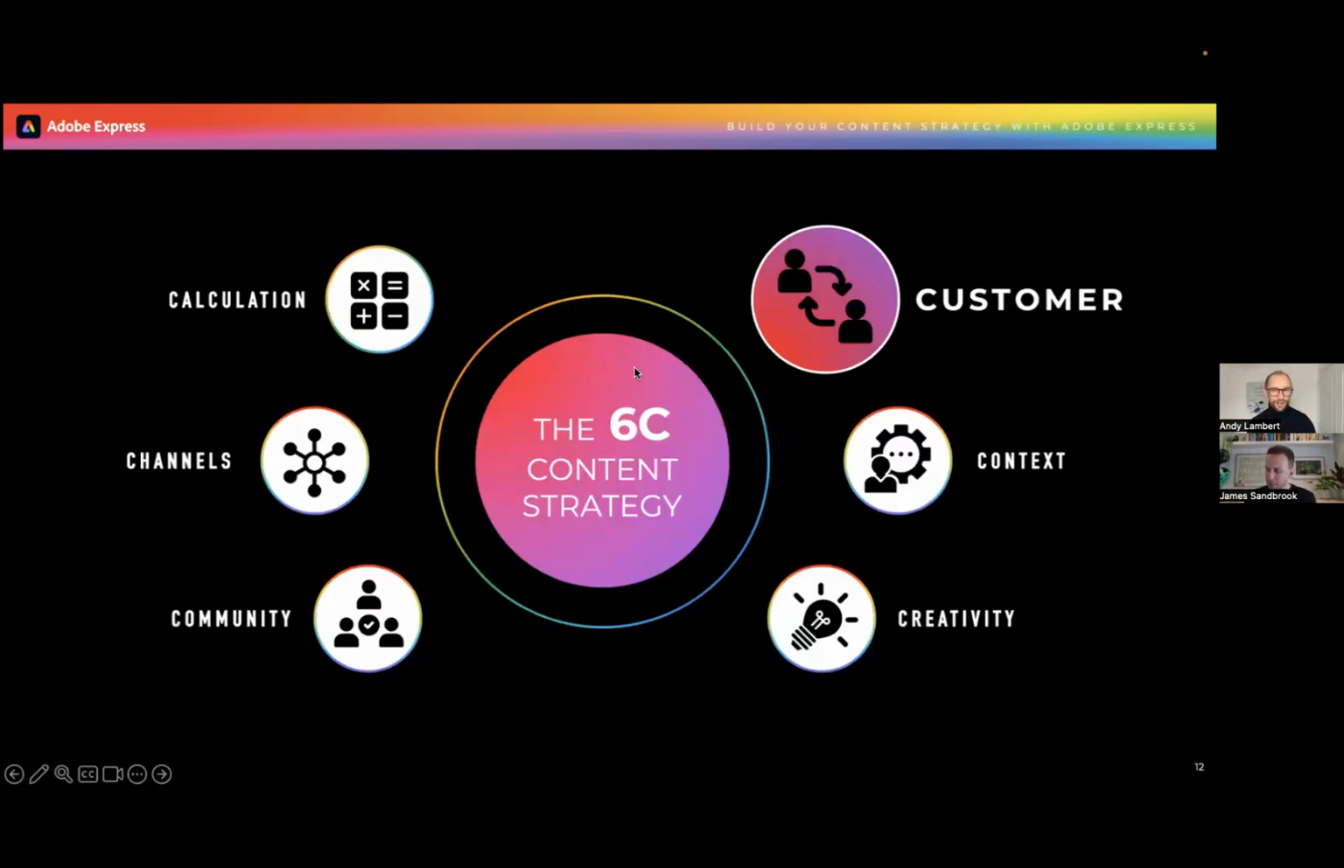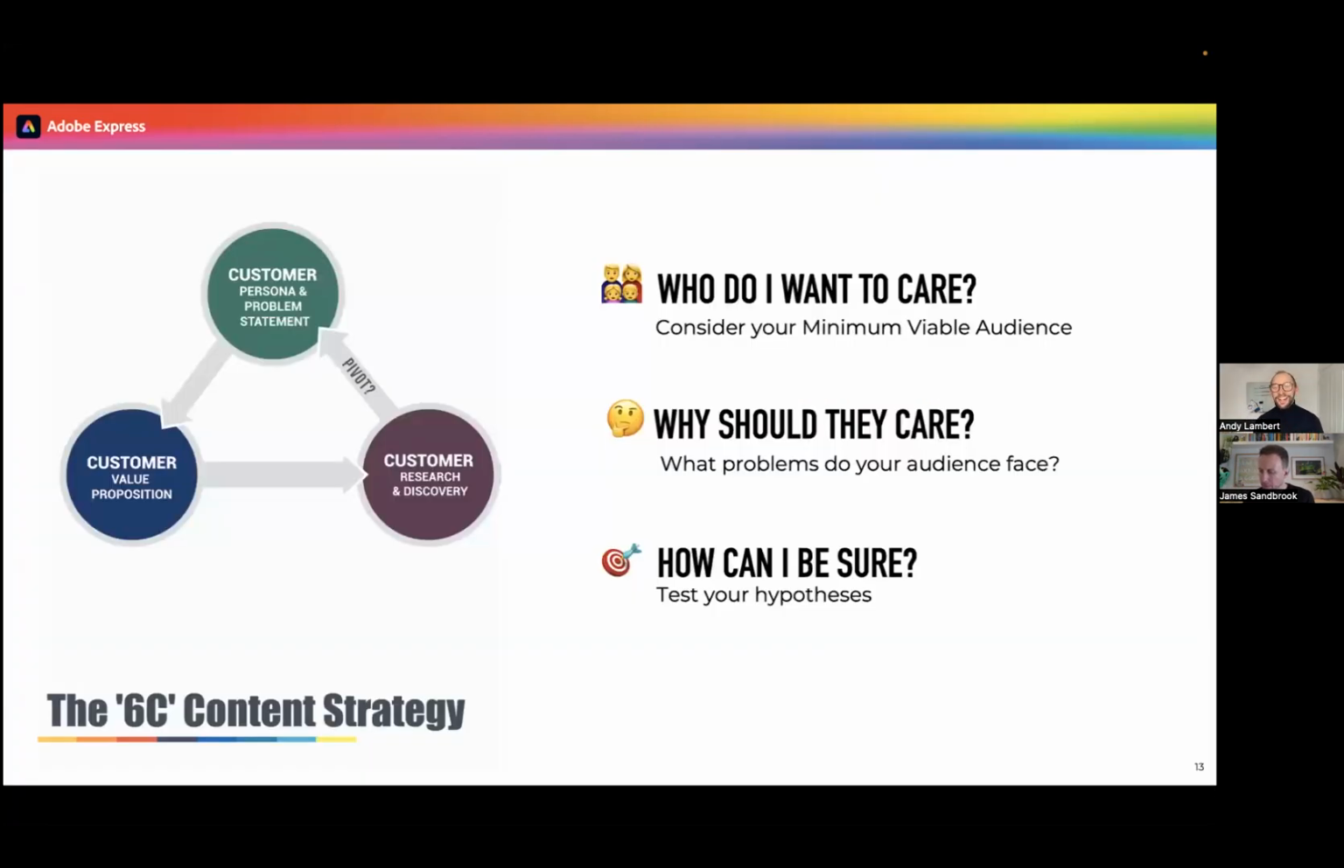So these are the 6C content. This is a 6C content strategy. We're going to walk through this one by one. All right, it starts with customers, as it always should do. Firstly, customer, the persona and the problem statement.